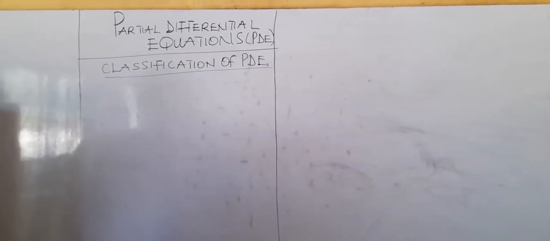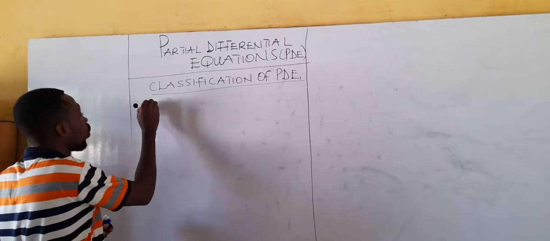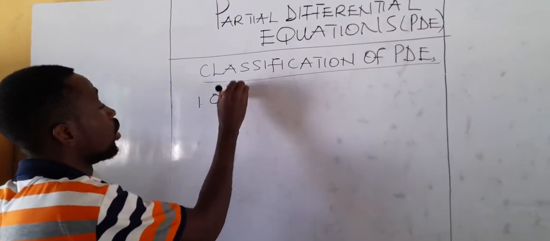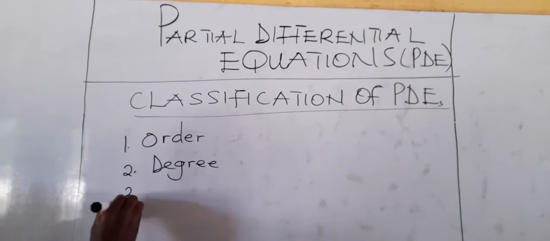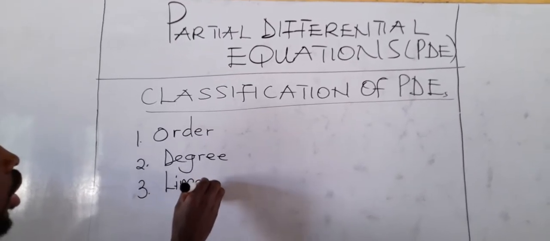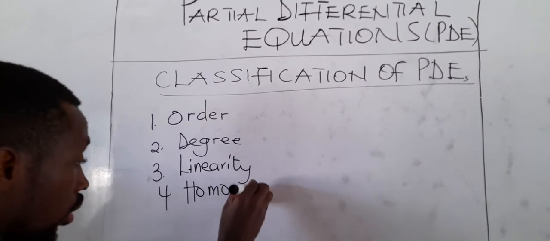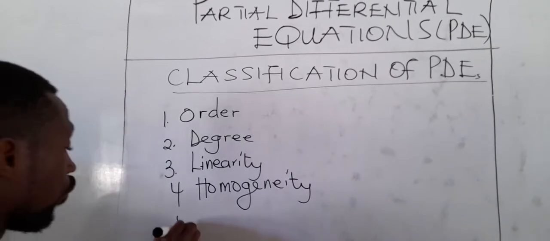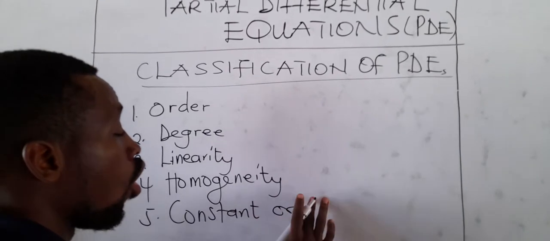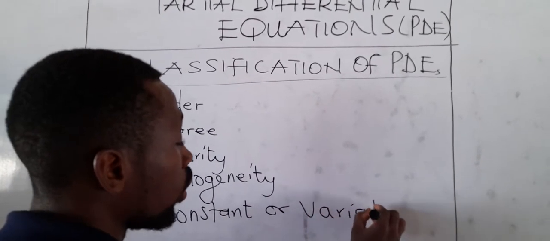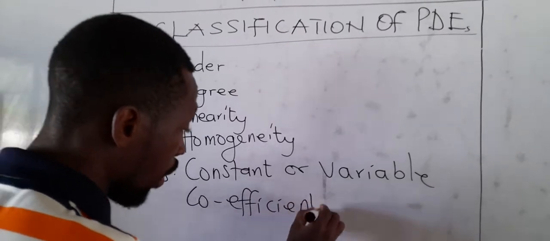Remember, in our last video, we said that partial differential equations are classified according to: one, the order; two, the degree; three, the linearity; four, the homogeneity; and five, whether it has constant or variable coefficients. And I know that you remember this very well.